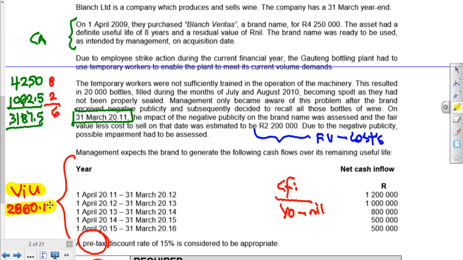The higher of fair value or value in use is value in use, isn't it? Because value in use is 2.8 million. Fair value is 2.2 million. So I will disregard the 2.2 million, and then I will work out my impairment. My impairment is the difference between the two, and the impairment, the amount that I will write the asset down by, is 3187.5 less the 2860.1. It's 327,400 is my impairment. Yeah? And so when I'm working on this asset, I will have an amount at beginning of year. I will have a depreciation amount for this year. I will have an impairment, and I will land at the end of the year on 2860.1.